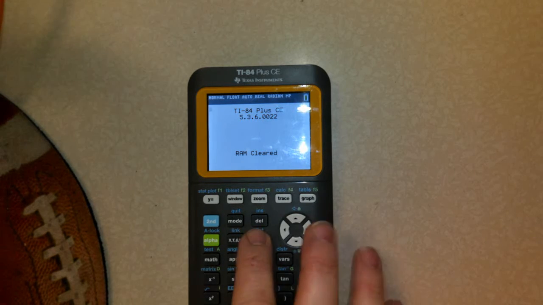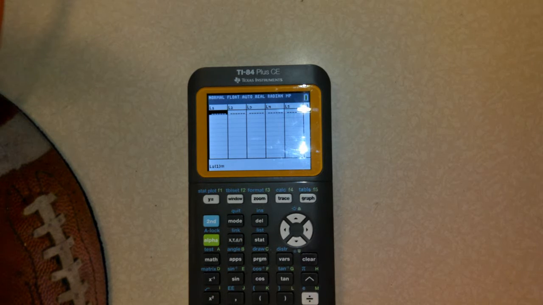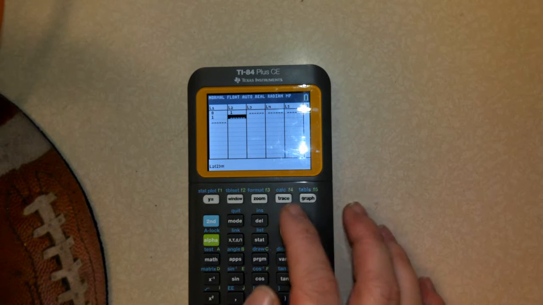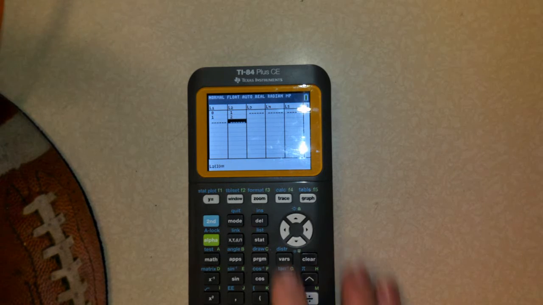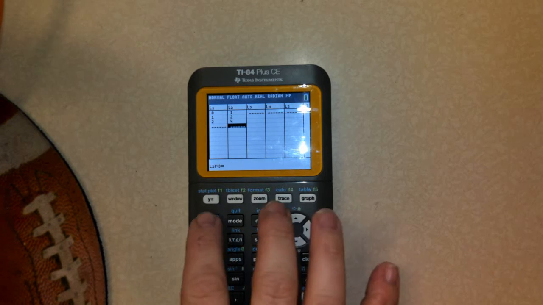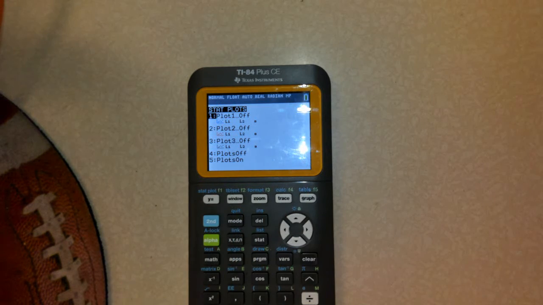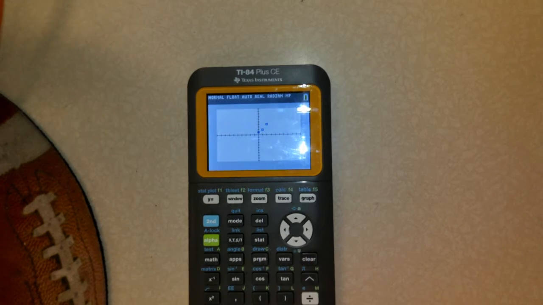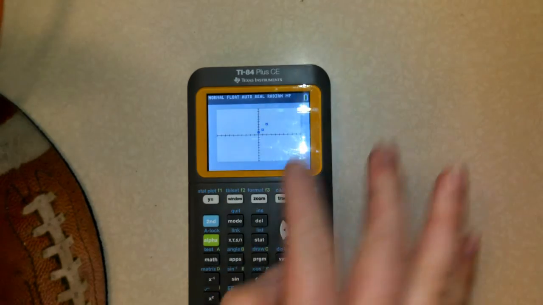Another way is to hit Stat and Edit. Now, if you look back at the chart, we know L1 is like your X. It represents the number of cuts, and L2 is the number of pieces of paper. I'm going to put in 3 of the data points that we did on Monday. And now, by turning on the plot, going second and then Y and turning it on, I can see that these points are appearing to make that J curve.